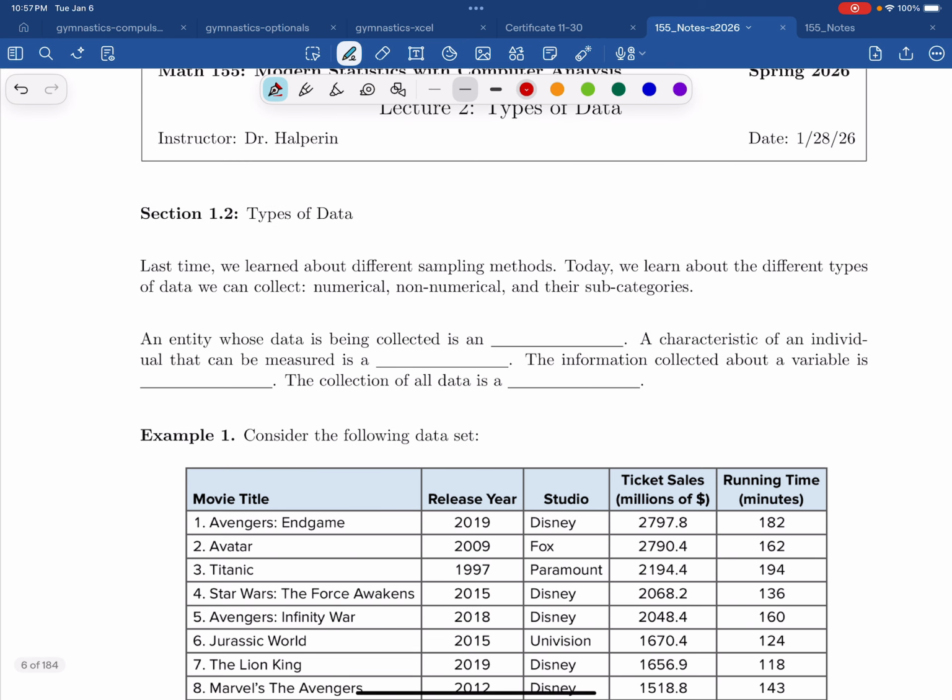An entity whose data is being collected is an individual. A characteristic of an individual that can be measured is called a variable. Note that I didn't say quantify because we can have qualitative variables too. The information collected about a variable is data, and the collection of all data is a data set.